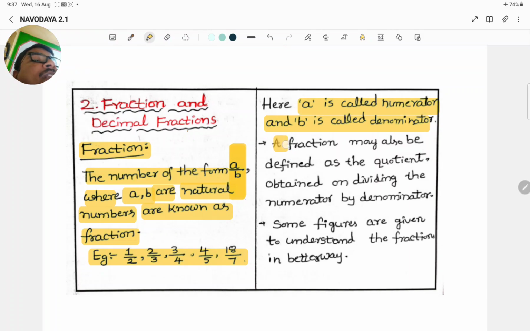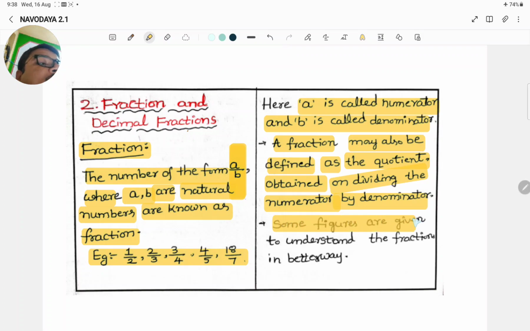Next, one more definition. A fraction may also be defined as the quotient obtained on dividing the numerator by the denominator. When we divide the numerator by the denominator, the quotient obtained is also a fraction. See here, some figures are given to understand fractions in a better way.